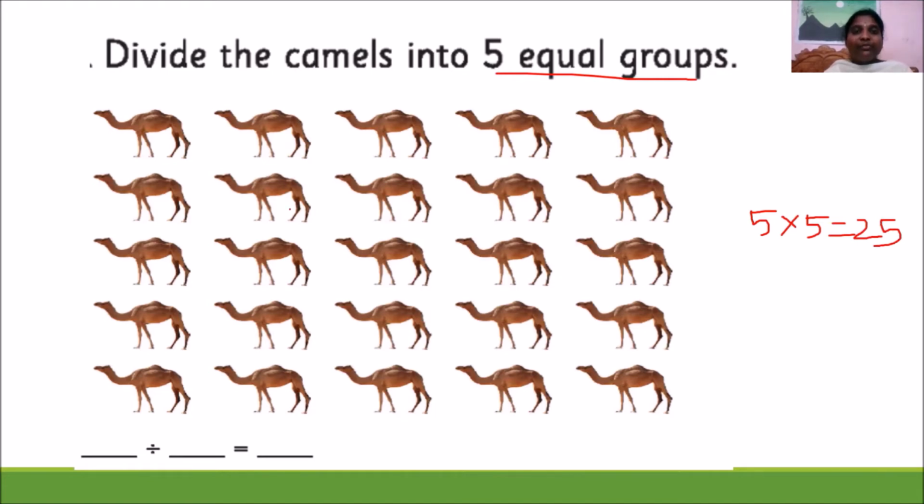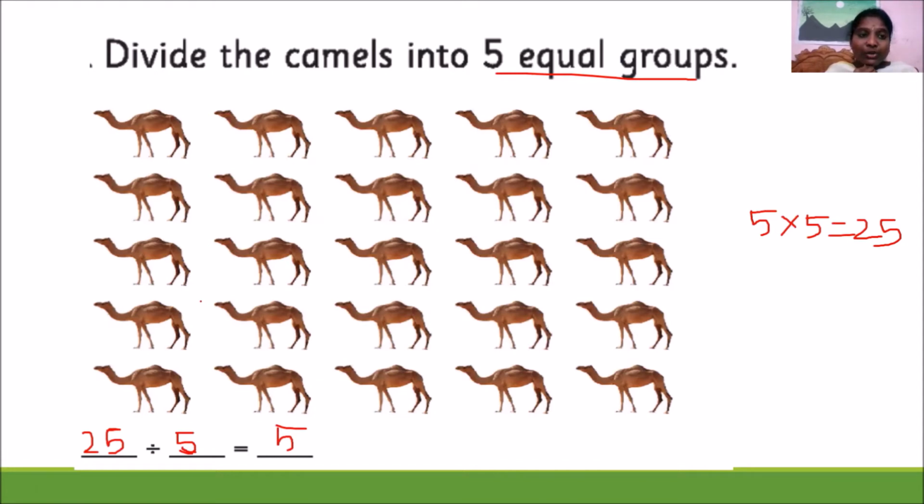What we have to do? We have to divide the camels into 5 equal groups. You can group it either row wise or column wise. Finally, we need 5 equal groups. So total number of camels is 25. Then we need here 5 equal groups. So 25 is divided by 5. How many 5s are 25, children? 5 5s are 25. So the quotient is 5.